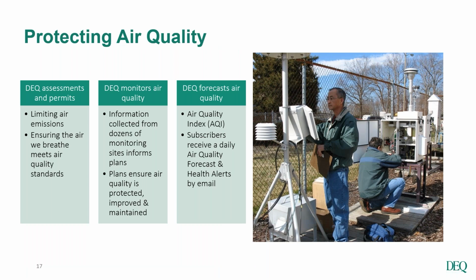So DEQ's Air Division aims to manage present and future sources of air pollution. They ensure the safety and quality of Virginia air by monitoring and analyzing air quality data, regulating sources of air pollution, and working with local, state, and federal agencies to plan and implement strategies.